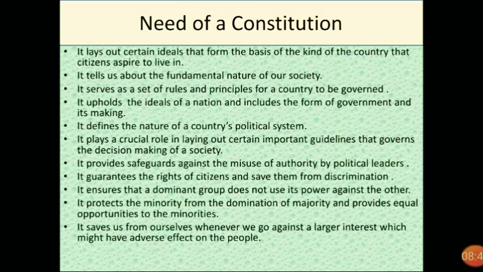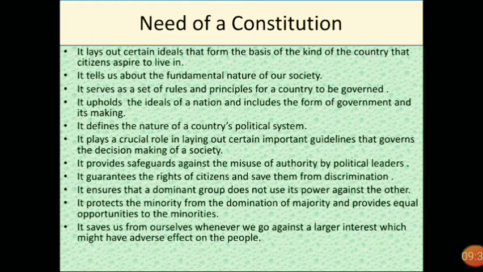So from the constitution anybody can know what type of country it is, what its ideals and principles are. Second, it tells us about the fundamental nature of our society. The nature of the society, the features, aspects and quality of society can be known by its constitution. It serves as a set of rules and principles for a country to be governed. This is a very important definition of the constitution. So it contains the rules, principles and fundamental laws by which a country is governed.